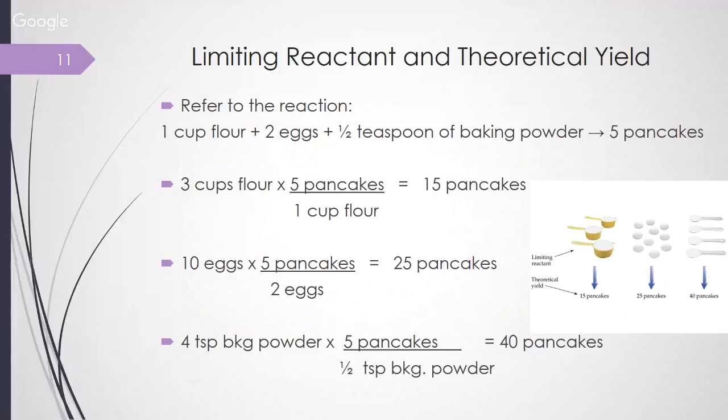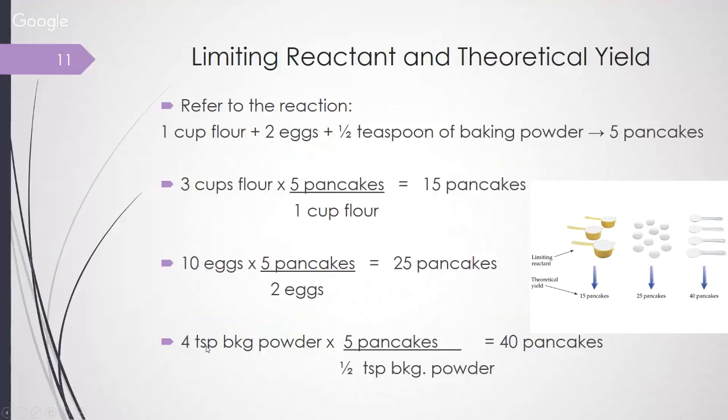So I look back to my recipe and see that for every 1 cup of flour, I get 5 pancakes. So that means if I have 3 cups of flour, I multiply by 5, I get 15 pancakes. 10 eggs. Well, for every 2 eggs, I get 5 pancakes. I have 5 times the amount of eggs. So if I multiply 10 times 5 divided by 2, that gives me a total of 25 pancakes.